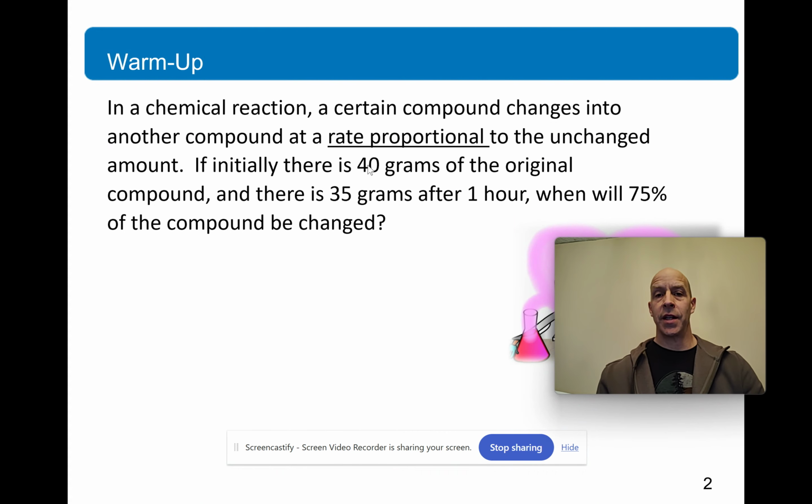So here's our question, and it says a chemical reaction, etc. If there's 40 grams initially, then there's 35 grams after an hour. When will it be 75 grams? When will 75% of the compound be changed?